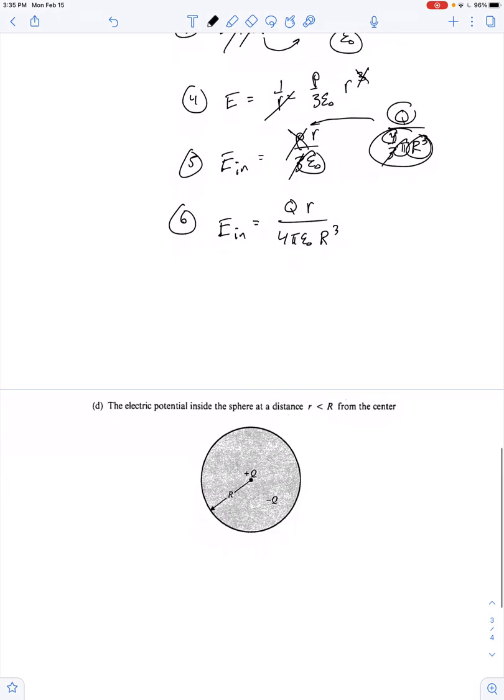Okay. And I'd like to point out, as I've done before, that if we make a graph of electric field versus distance from the center, then from the center up to the surface, this is a case where the electric field grows linearly. It's proportional to r to the first, and then beyond the surface goes as 1 over r squared.